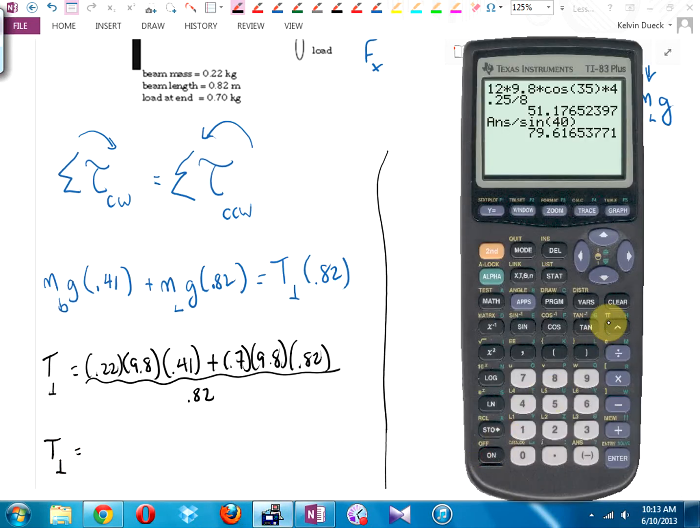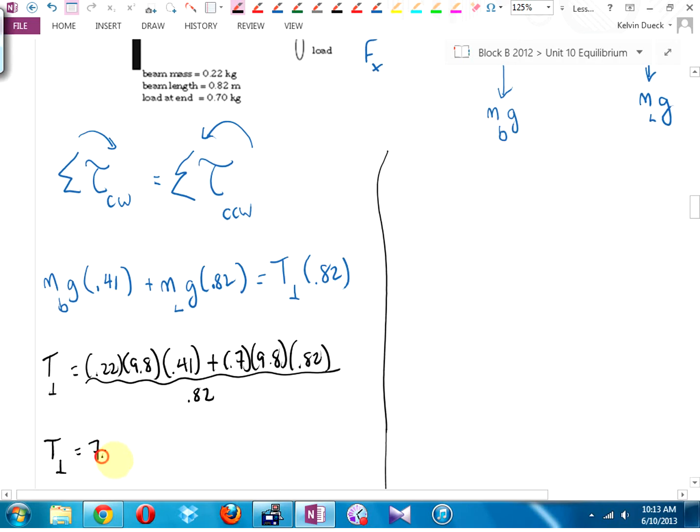Try this on your calculator. Brackets around the top. Double check my typing. 0.22 times 9.8 times 0.41 plus 0.7 times 9.8 times 0.82 divided by 0.82. I think I'm right. Do you get 7.938? Yeah. And since this is not my final answer, I'll carry a few extra sig figs. That's the perpendicular component.